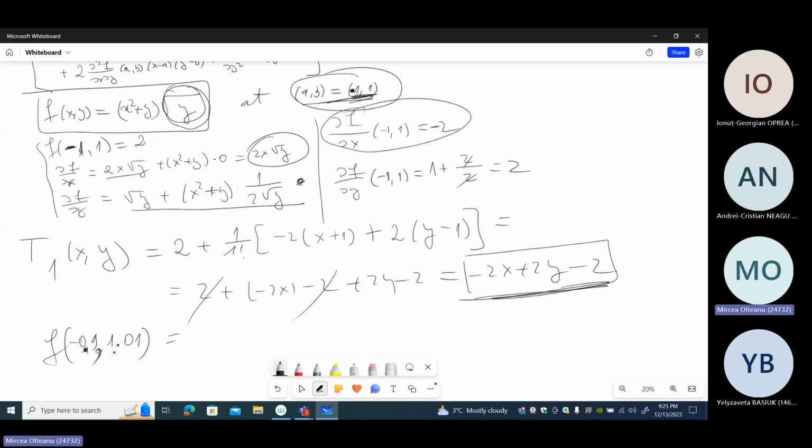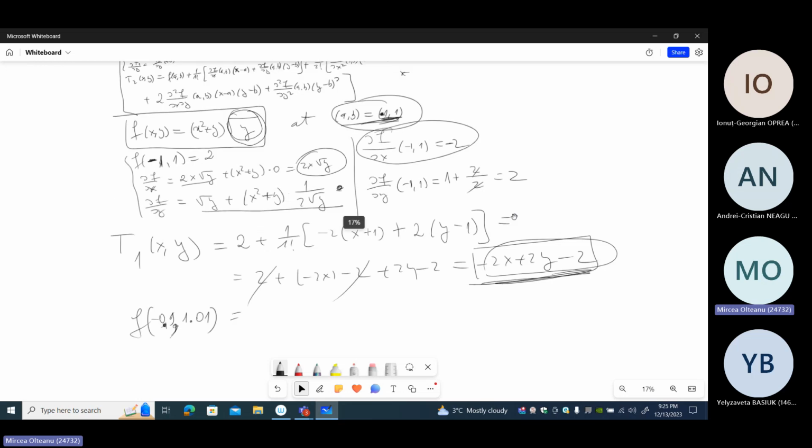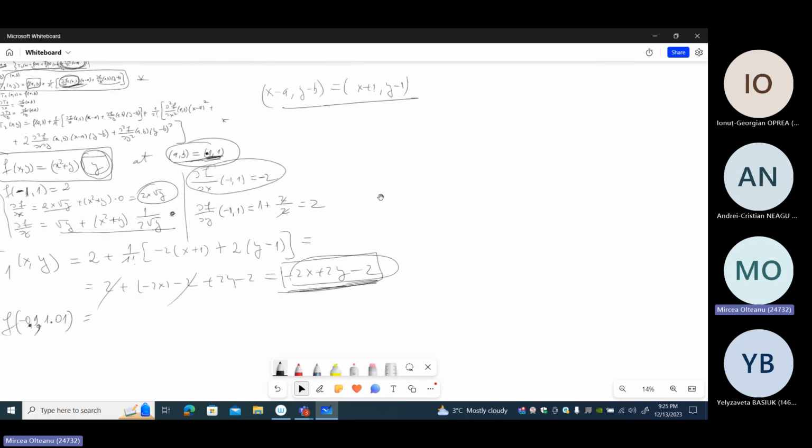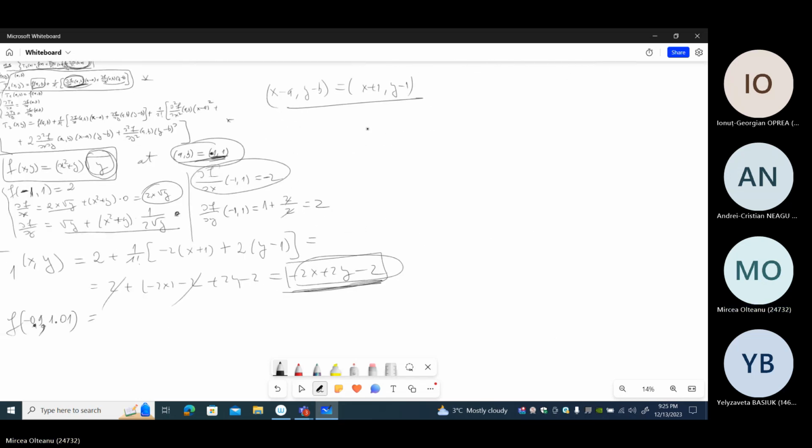So approximate the value of f at (-0.9, 1.01) by using this Taylor polynomial. Now the second order Taylor polynomial. For that, we need to compute the second order partial derivatives. Attention, the first order ones are written here.